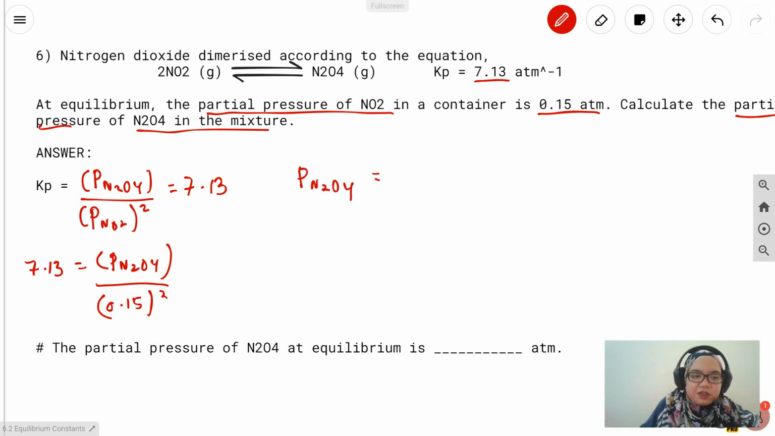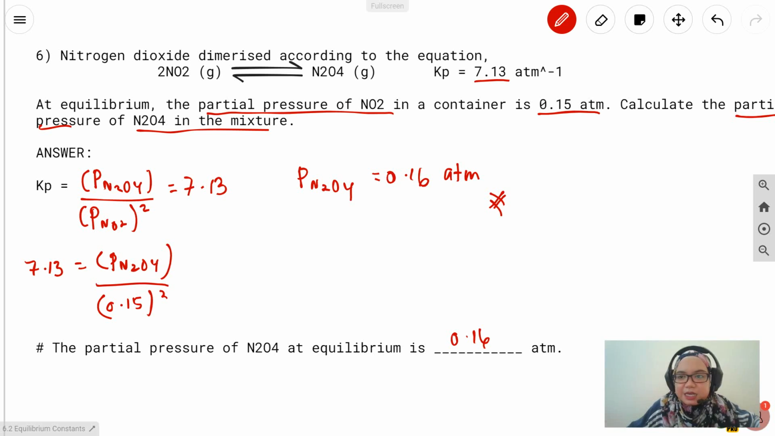So, we will get the partial pressure of N2O4 is equal to this times this, right? So, 7.13 times 0.15 squared, we will get 0.16 atm. So this is the partial pressure. Because here we will say that the partial pressure of N2O4 at equilibrium is 0.16 atm. Okay.